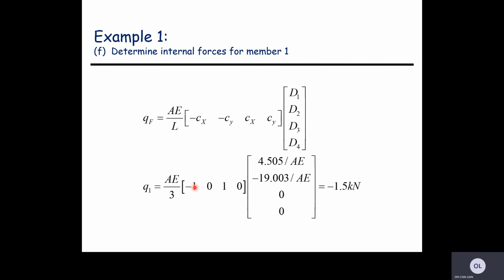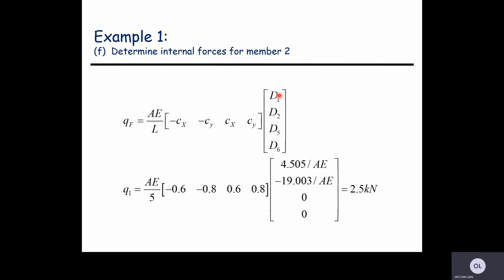So you get the Cx, the Cy, the length, and then you solve this equation. How to solve it? It will be negative 1 multiply 4.505 over AE, multiply with AE over 3, plus 0 multiply with this, plus 1 multiply 0, plus 0 multiply 0, then you get negative 1.5 kilonewton. And this negative means that this element is in compression.